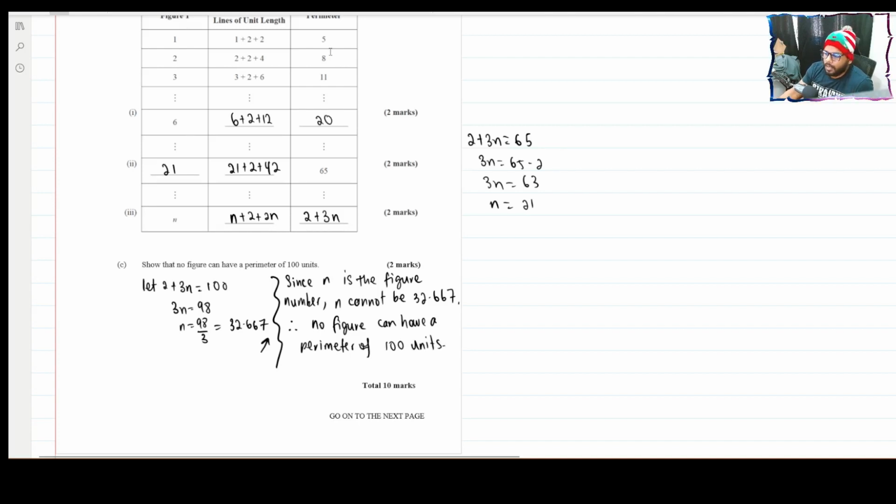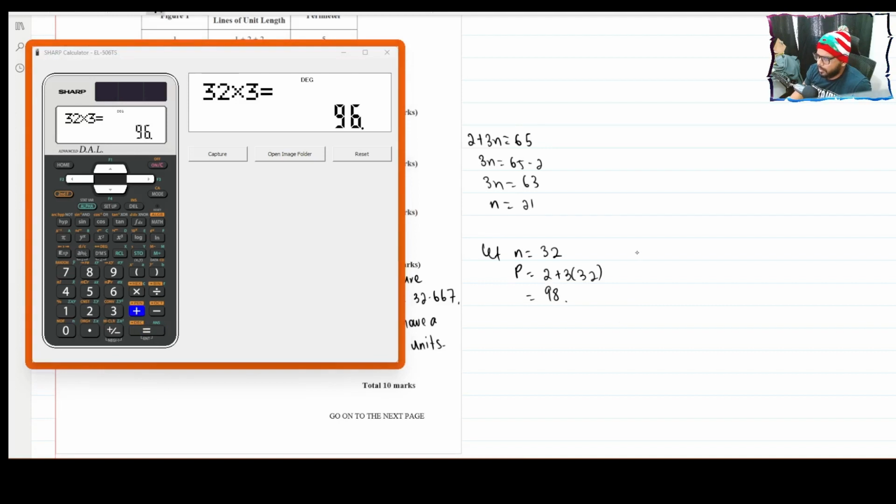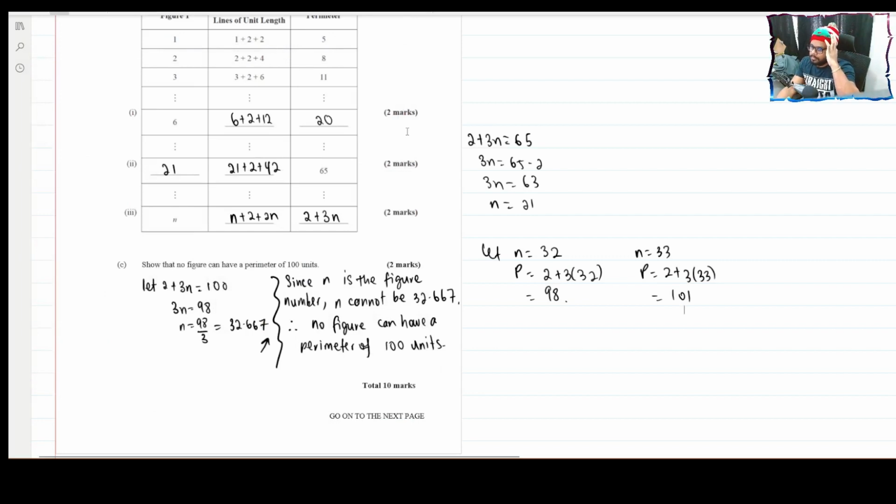Another way is you could say, well, here was the scene. Let n be equal to, let me try 32. If n is 32, the perimeter is going to be 2 plus 3 into 32. I like to work it out on my calculator just to make sure. 96 plus 2 is 98. And let n be 33. The perimeter is equal to 2 plus 3 into 33. 99 plus 2 is 101. And based on this information, you can make a conclusion that there's no figure that has a perimeter of 100 units.